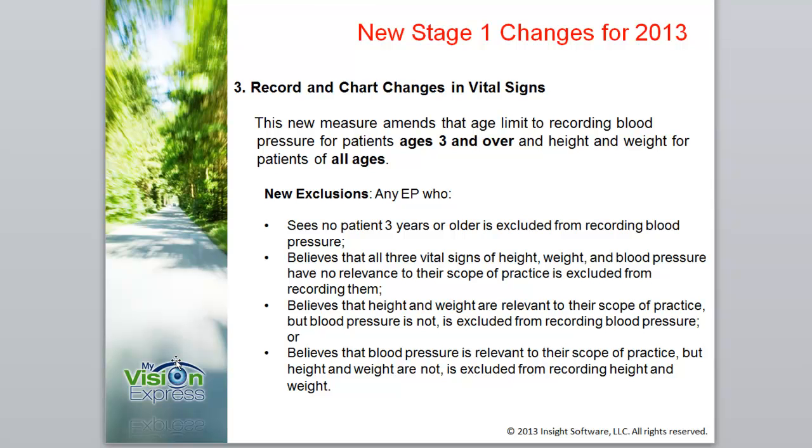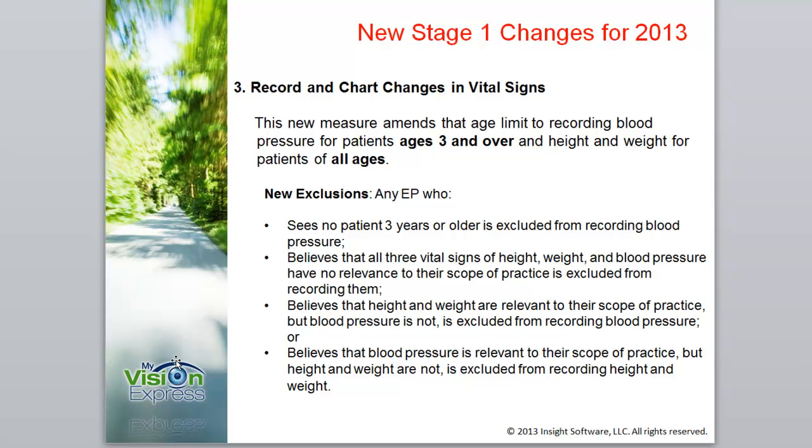Then number 3, record and chart changes in vital signs. This new measure amends that age limit to recording blood pressure for patients ages 3 and over and height and weight for patients of all ages. There are also exclusions. Any doctor or any EPs who sees no patients 3 years or older is excluded from recording blood pressure. They believe that all 3 vital signs of height, weight, and blood pressure have no relevance to their scope of practice and are excluded from recording them.